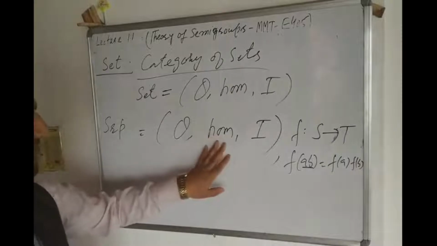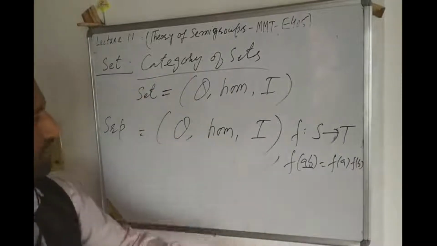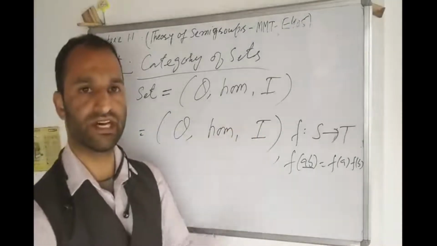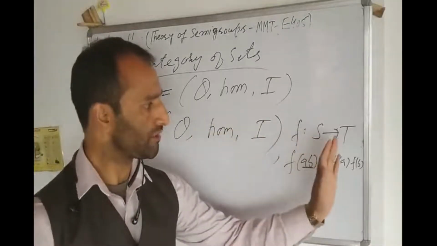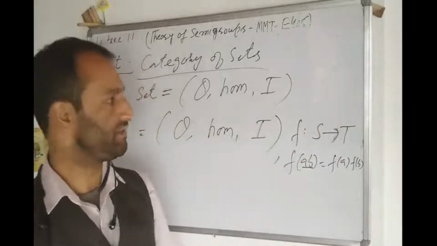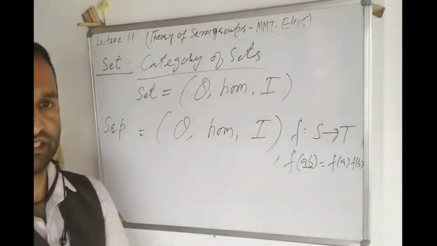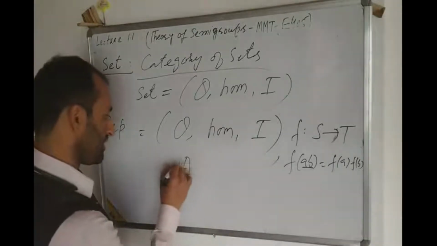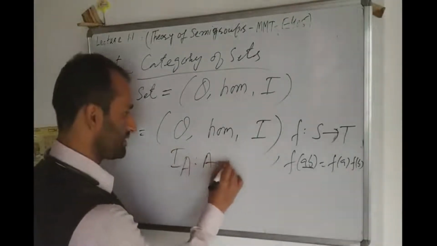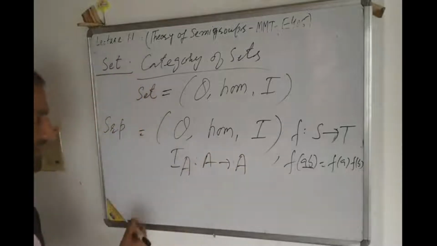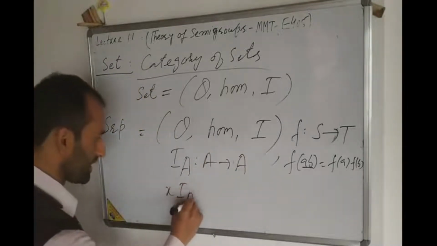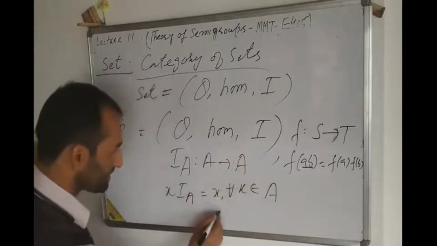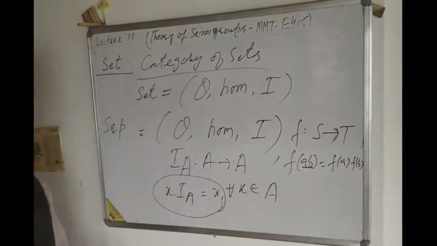So hom, for any two objects, means for any two semigroups, because here the objects are semigroups. The hom of A comma B denotes the collection of all semigroup homomorphisms between these two semigroups A and B, and I is the identities. For any semigroup A, I_A is the mapping from A to A which is the identity, I_A of x equal to x for all x belonging to A, and clearly this is a semigroup homomorphism.